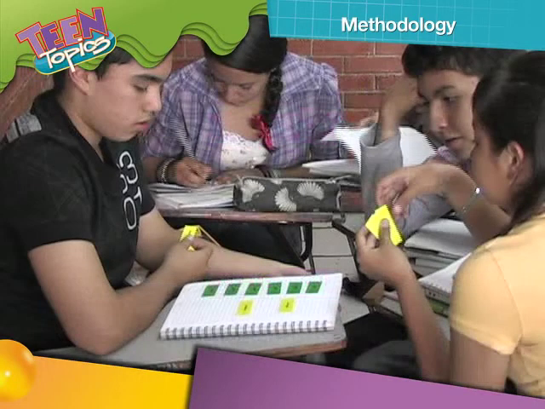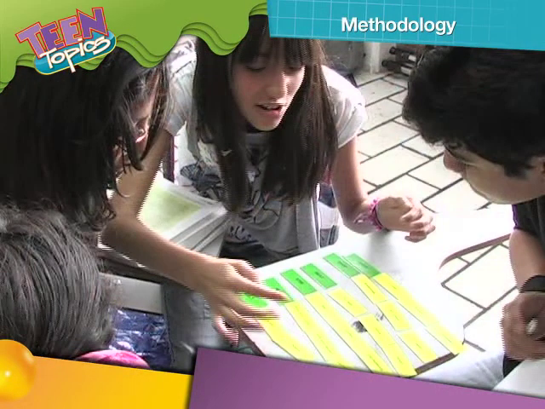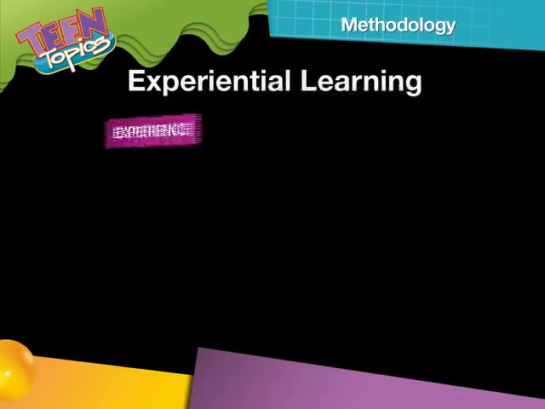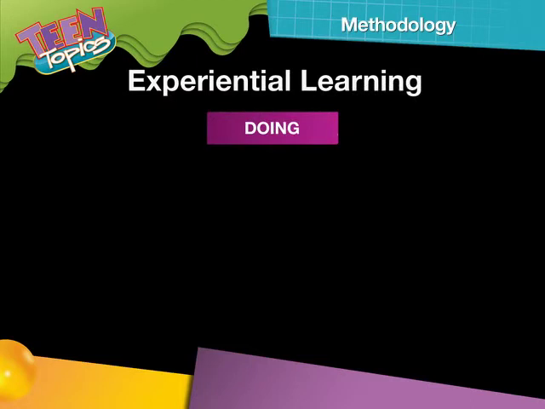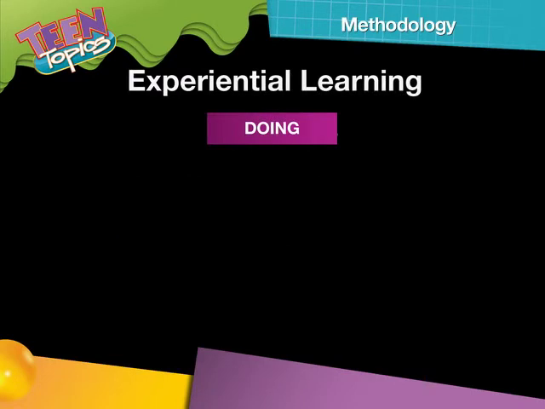The implication for ELT is that students will learn the language better if they are involved in doing things in the language rather than being passive receptors of the language. In the experiential learning cycle, doing means being exposed to a socially relevant text. This text can be oral or written, and students can derive meaning from it through authentic listening or reading tasks. In the EFL classroom, this becomes the first stage of the lesson. Doing is interpreting an oral or a written text.